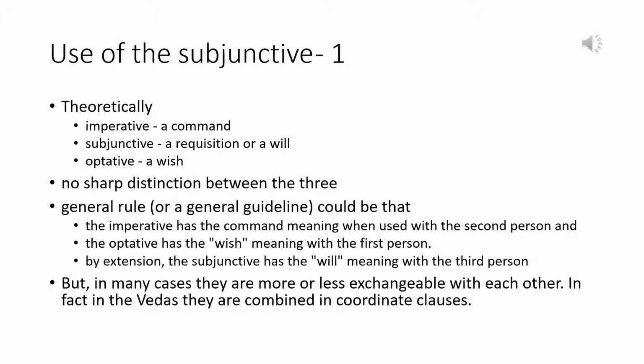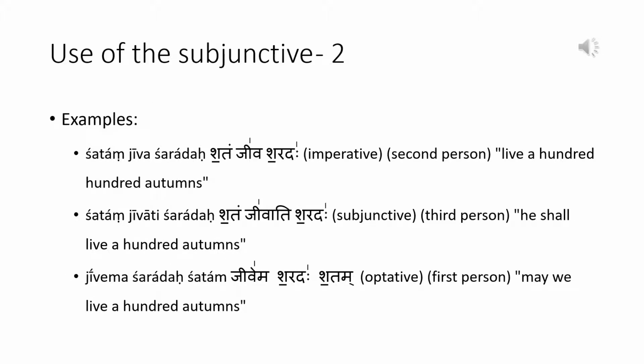A general guideline could be that the imperative has the command meaning when used with the second person, and the optative has the wish meaning with the first person. By extension, I feel that the subjunctive has the will meaning with the third person. But in many cases, they are more or less exchangeable with each other. In fact, in the Vedas, they are combined in coordinate clauses. Some examples are given here.